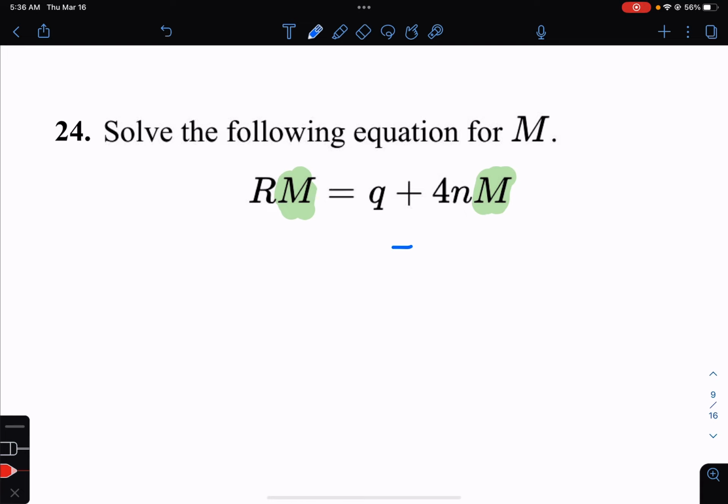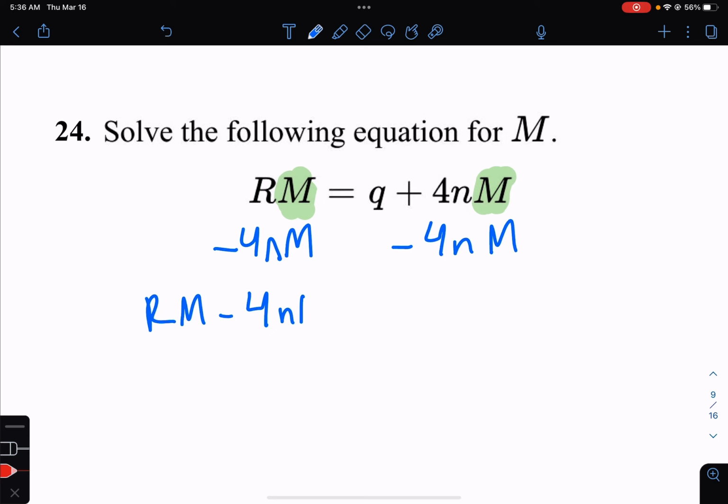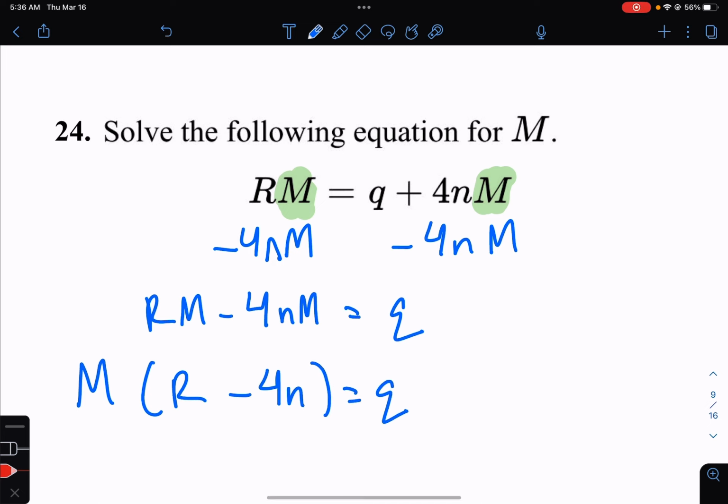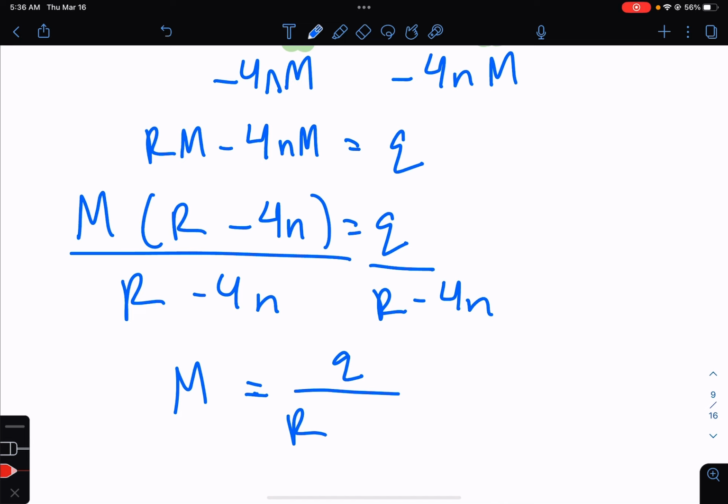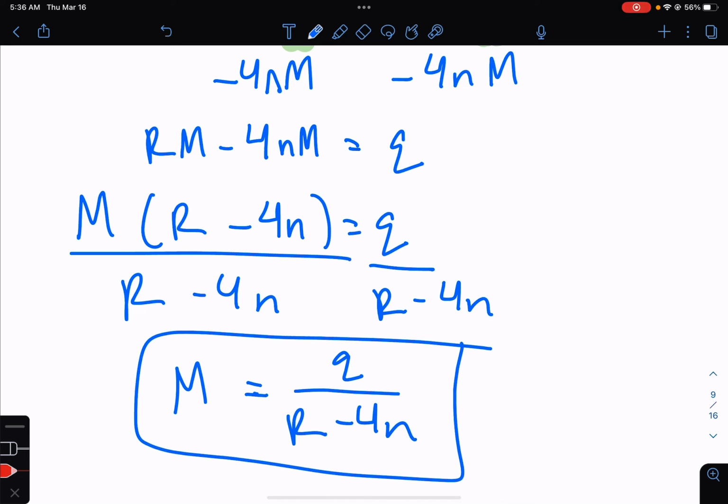So that's what we're going to do here. I'm going to subtract 4nm. And I get rm minus 4nm equals q. All right. Then I can go ahead and factor my m out. And I get m times r minus 4n equals q. And now we can go ahead and divide both sides by r minus 4n. M equals q divided by r minus 4n. That's our answer there.